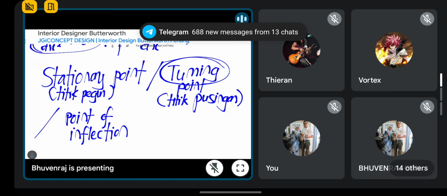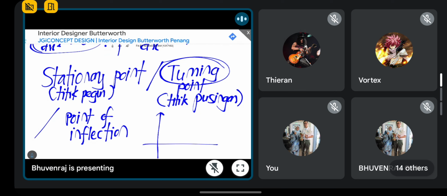Sesuatu berubah. Same like the graph over here. Let me show you. Why is it the turning point? This is a turning point, guys. Ini adalah titik pusingan. Why? Because from like this, the graph tukar bentuk become like this. So this is why we call it a turning point. Ini adalah cara betul untuk faham. Okay, this is the way to understand.